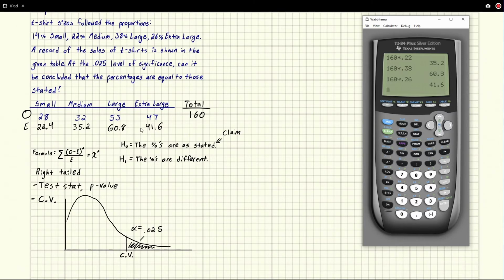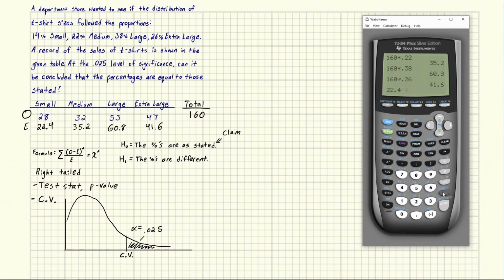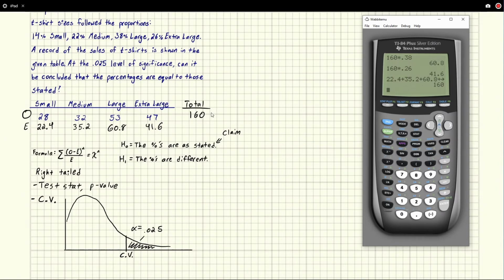Now, there's a way to check this just to make sure you multiplied correctly. We have split up this 160 into each of these categories, and we verified that it's 100% of this. So if we add these values up, we should get 160. So if we take 22.4 plus 35.2 plus 60.8 plus 41.6, we get 160. So this just verifies that we did it correctly. If you don't get the total amount that you're splitting up, well, you're missing something. Or if you have more, you multiplied by something wrong. So you want to go back and double check. But this is a really easy way to make sure you did it right.